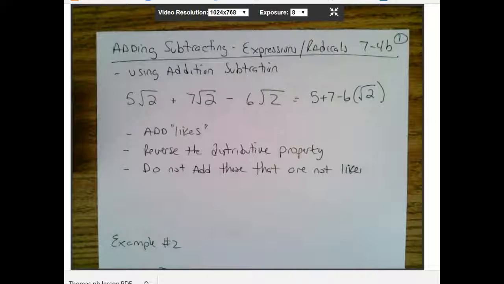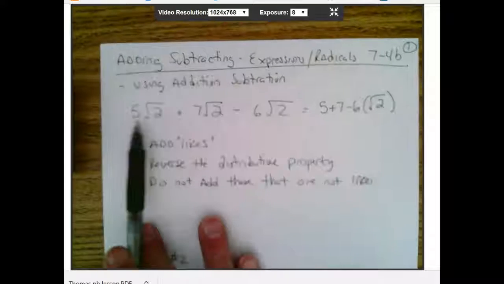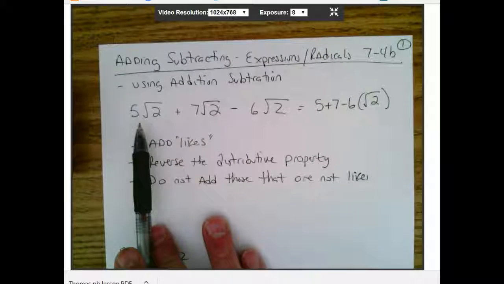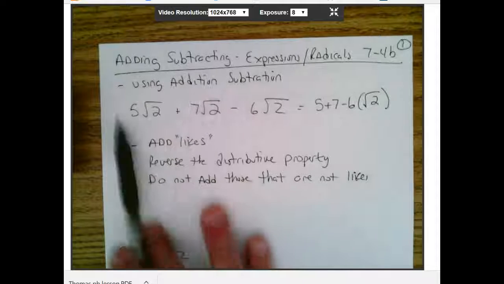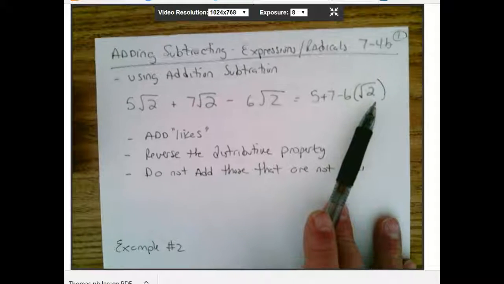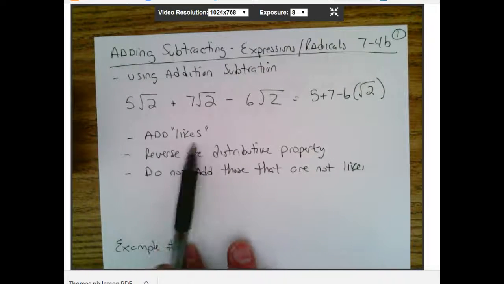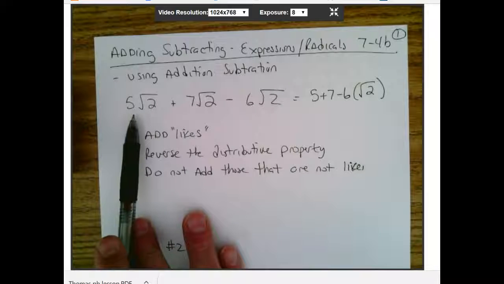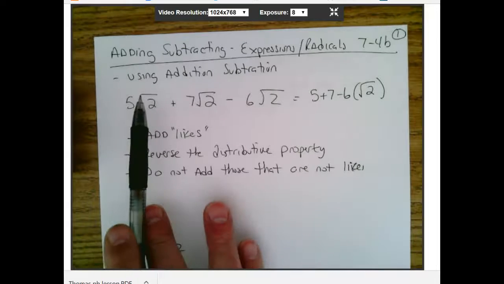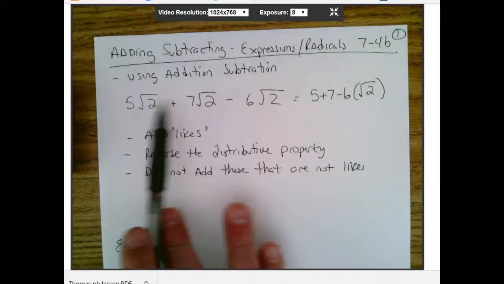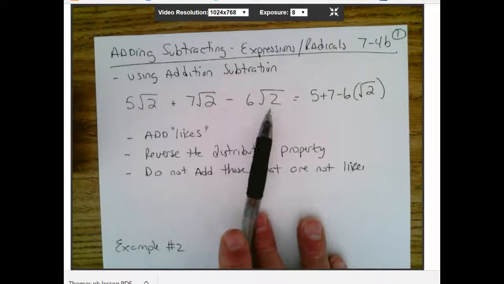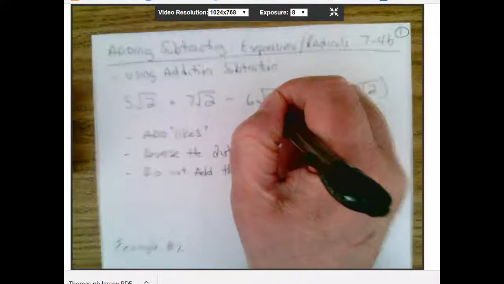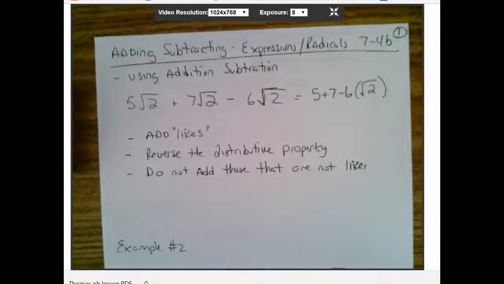Okay, so when you're looking at a rational or radical expression where we have a square root of something times a number, and we have to add them like this, a couple of rules we're going to follow: we're going to add the likes. The things that are likes would be these two, square root of 2. So they're the same, and so is this. We always want to make sure whenever we're doing addition and subtraction that the square roots we're looking at are the same.